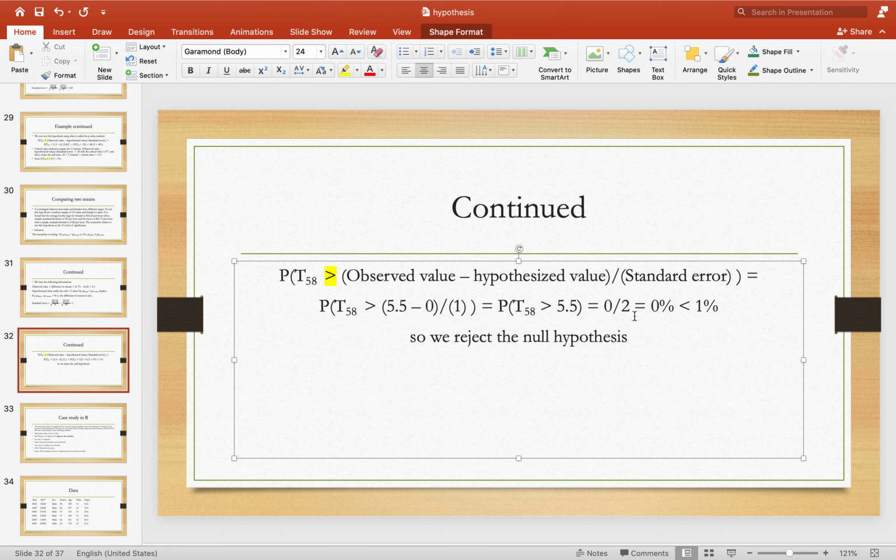So there is a difference. That's what our p-value tells us. But why there's a difference, it doesn't answer that question. Okay.